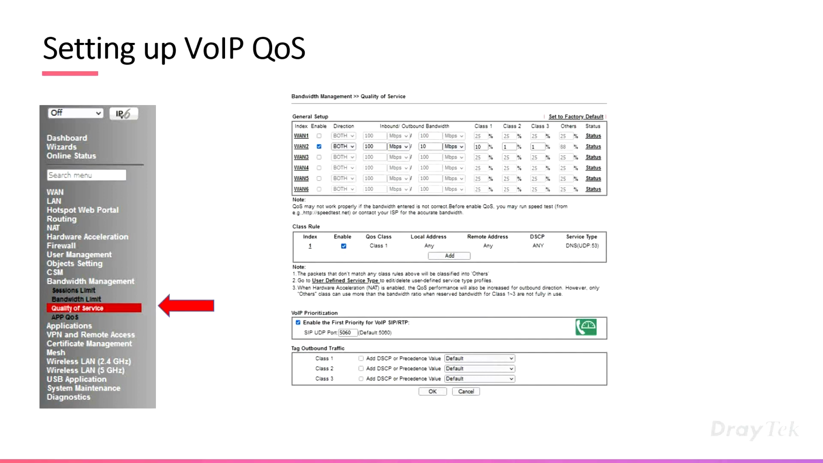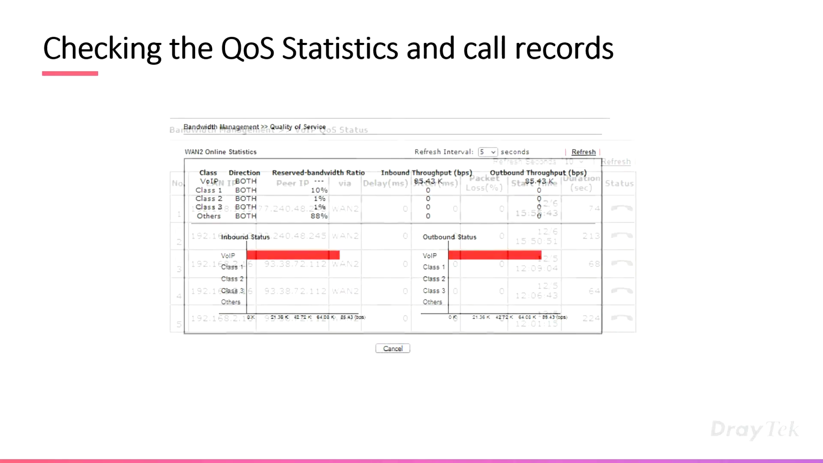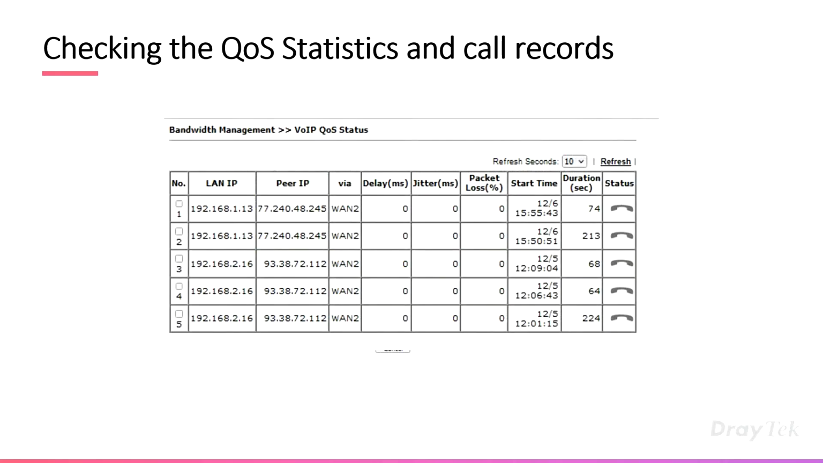Okay, so now let's have a look at some statistics. We can see on both tables the status of the quality of service, and also some call records that can be checked. Firstly, quality of service for voice over IP. We can obviously see that it works perfectly inbound and outbound, while voice packets have been identified.